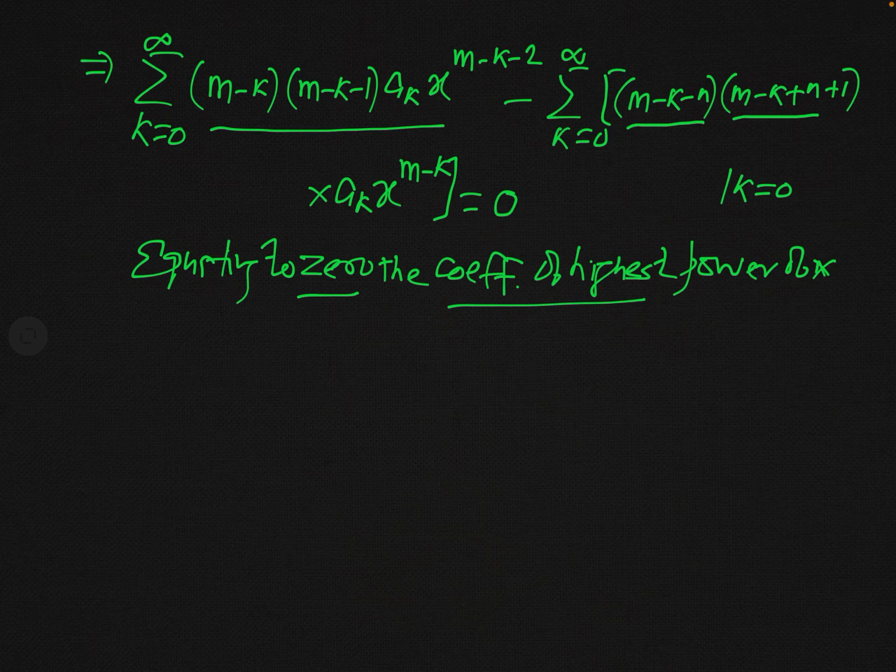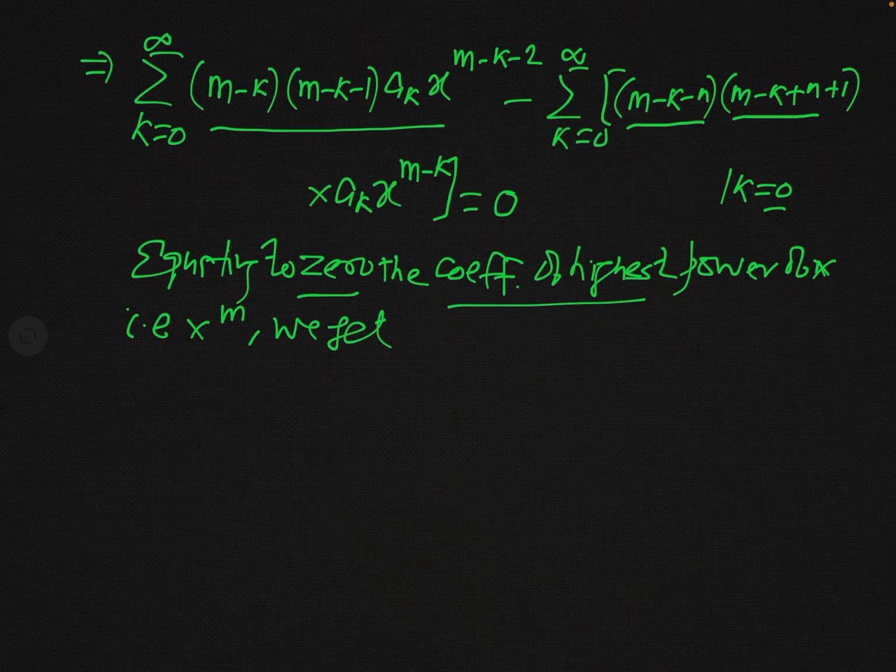Since it is m minus k, if you take the lowest value of k, then x will have the highest power. And the lowest value of k is 0. And when we take this 0, then in the second term you can see there will be x to the power m, and in the first term taking k equal to 0 there will be x to the power m minus 2. x to the power m minus 2 is smaller than x to the power m, so we will not take the coefficient of x to the power m minus 2, but we will take the coefficient of x to the power m, which is the term containing the highest power of x.